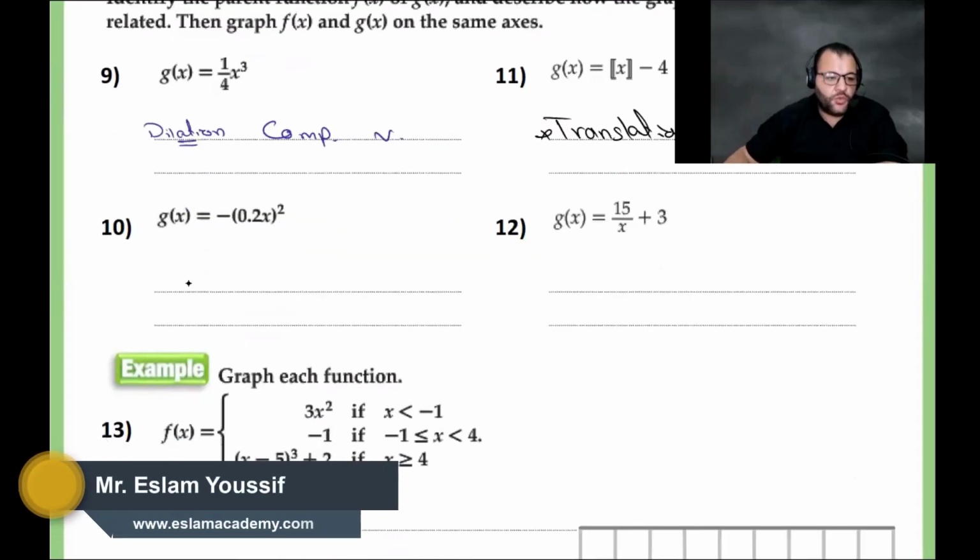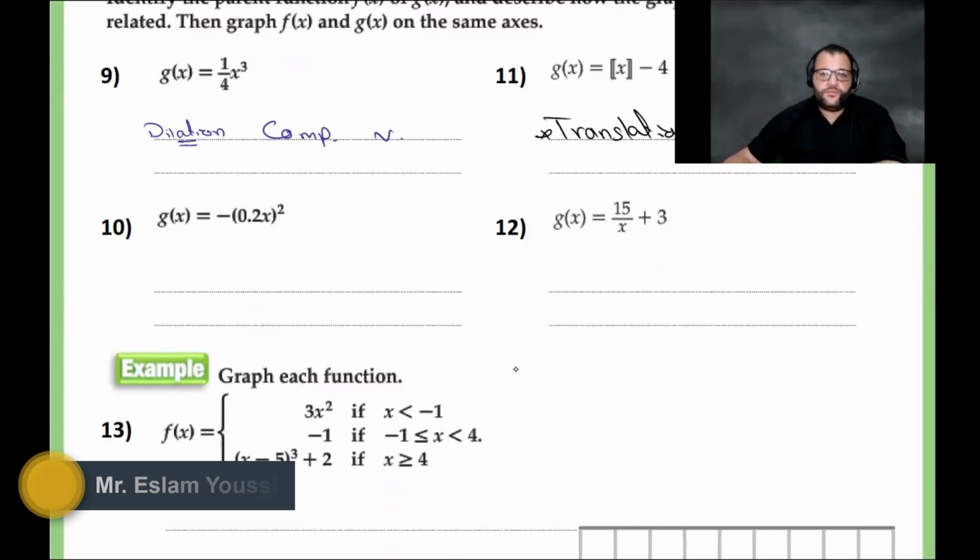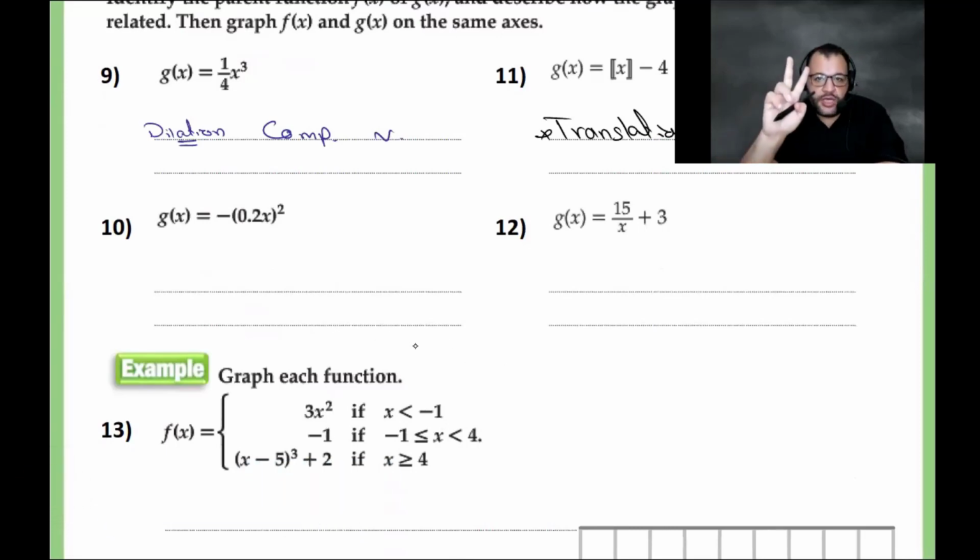Number 10. What is the type of the transformation that we have? Reflection as well as dilation. We have two types of transformation now. The first one, because you multiply by a negative, it will be reflection. The second one, because you multiply by a number, it will be dilation. So the first one, we're looking inside the bracket. So we have dilation.